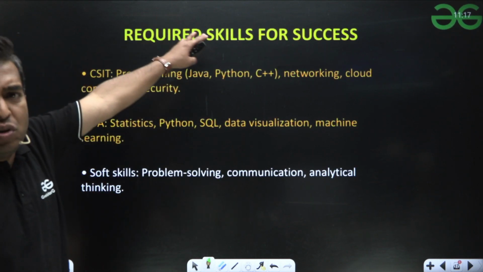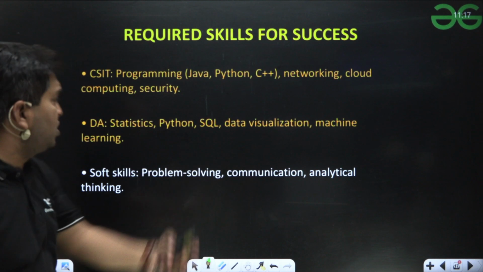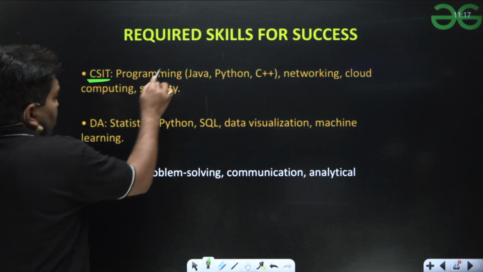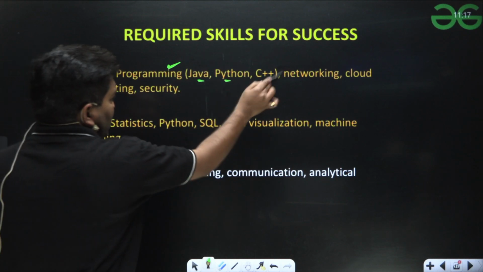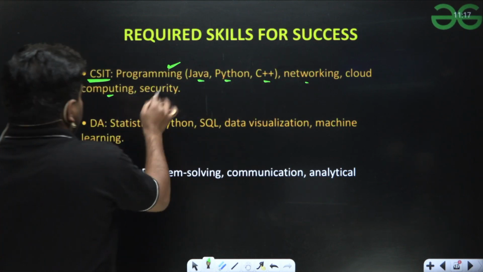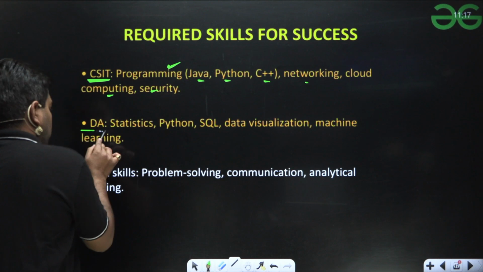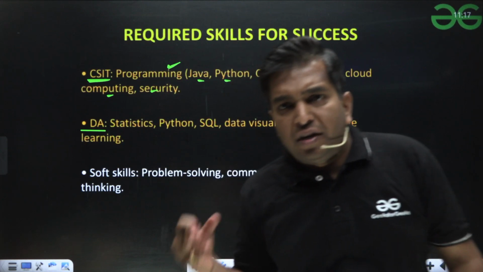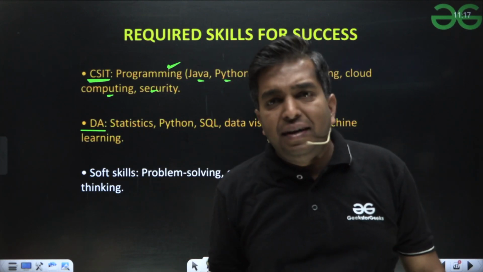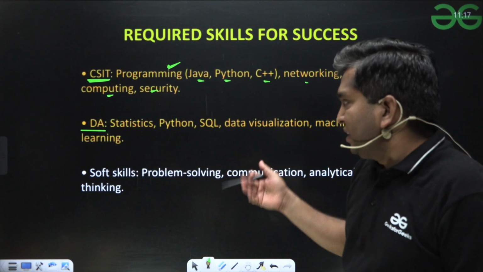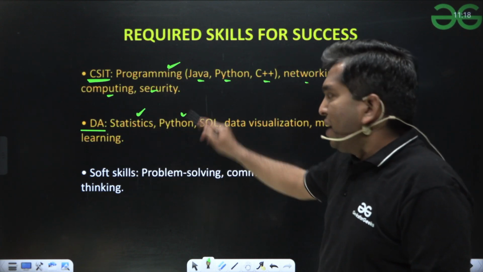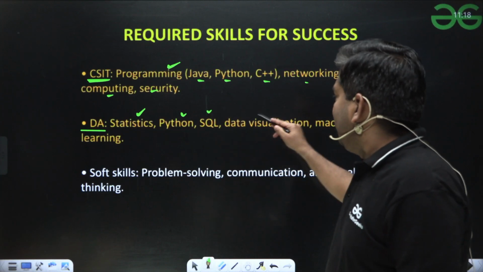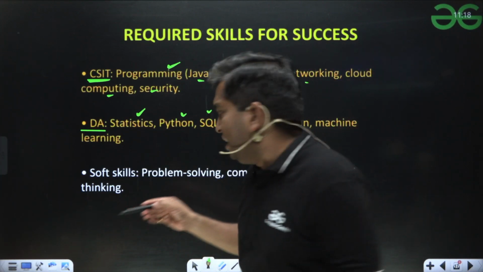What skills are required for success in this field? For CSIT: programming, either Java, Python or C++, networking, cloud computing and security. But whenever we talk about DA, if you want to make a future, what skills do you require? First of all, mathematics, probability and stats, Python language, SQL, data visualization, machine learning and AI.